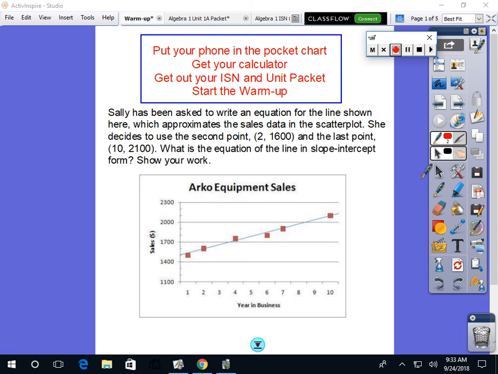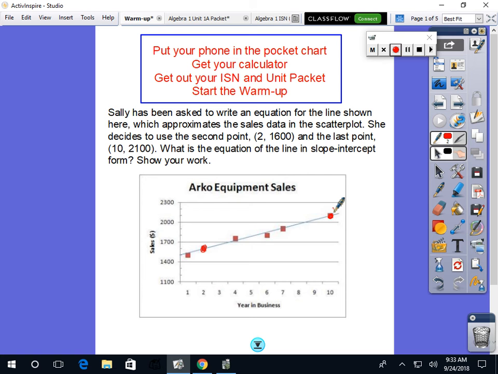Okay, Sally has been asked to write an equation for the line shown here, which approximates the sales data in the scatter plot. She decides to use the second point, this one right here, which has the coordinates 2, 1600, and the last point, this one, which has the coordinates 10, 2100. What is the equation of the line in slope-intercept form? Show your work.